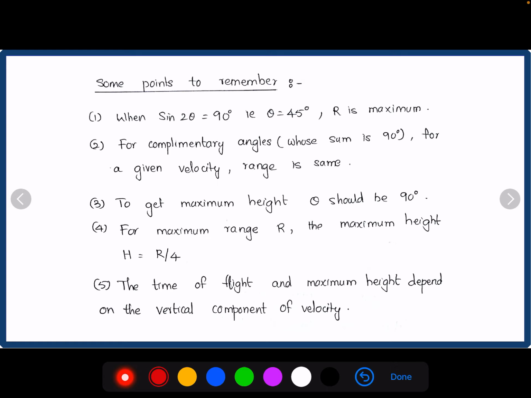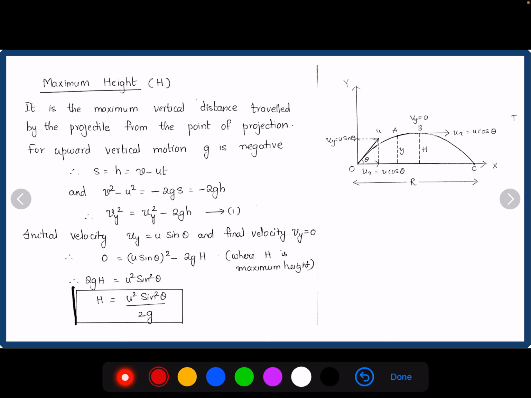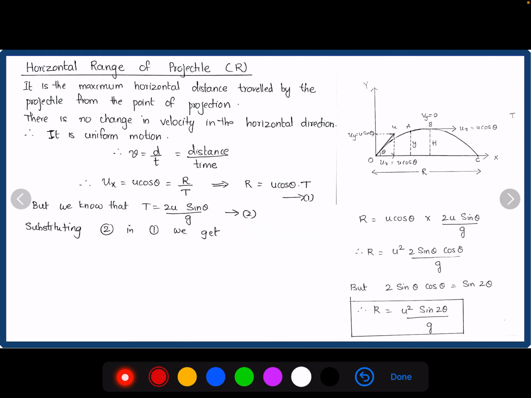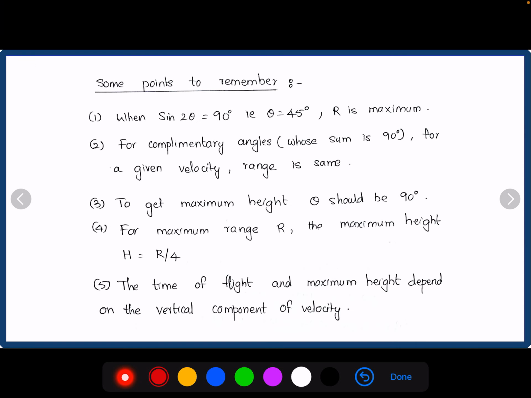The last point: the time of flight and maximum height depend on the vertical component of velocity. We know that time of flight and maximum height both have sine theta in their equations. You can see sine theta in the height, and in time of flight also. In both of these, we have the sine theta component. Therefore, they depend upon the vertical component of velocity.